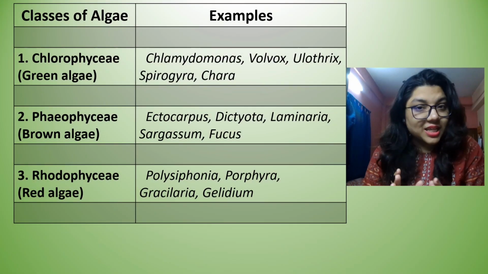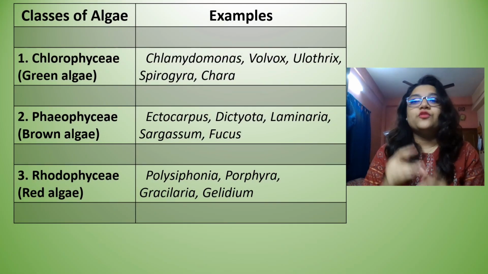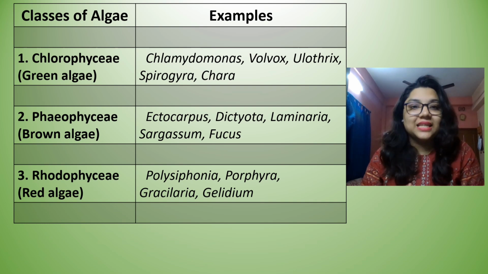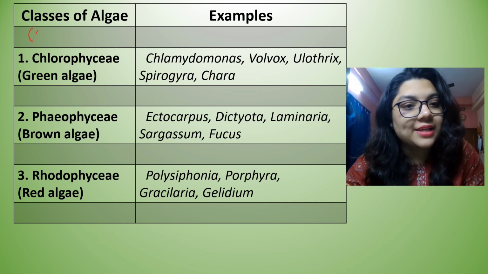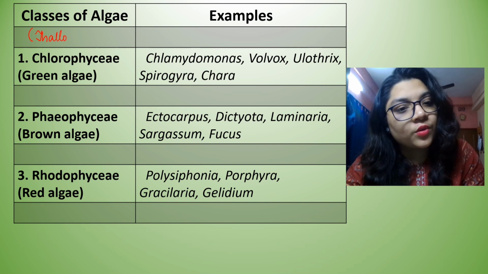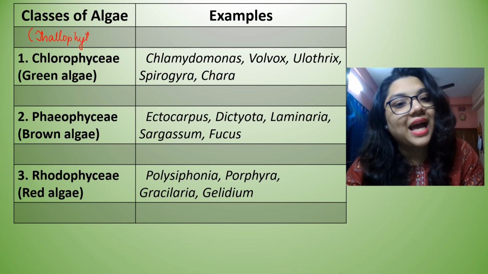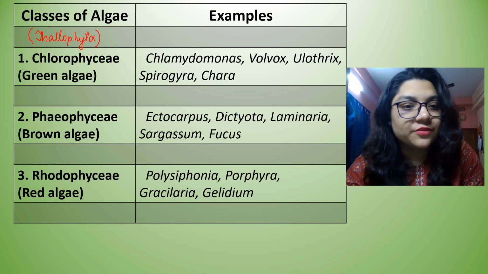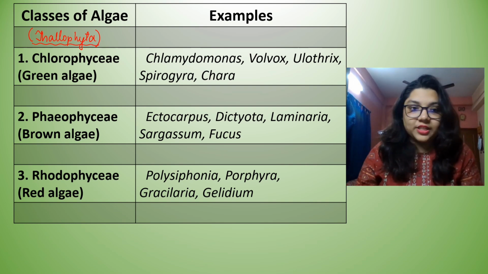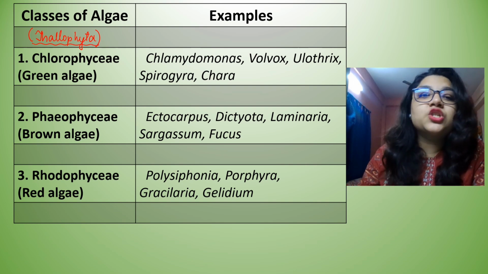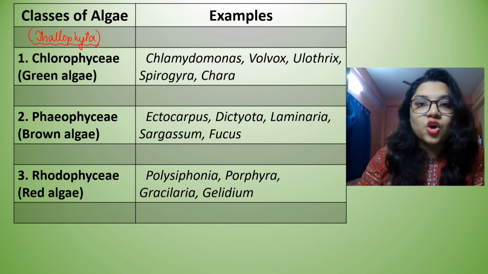Okay, so when we talk about plant kingdom, the first thing that we discuss is algae. What is algae also known as? It is also known as thallophyta. And why is it known as thallophyta? Because of its thallus-like shape, right? An undifferentiated mass.